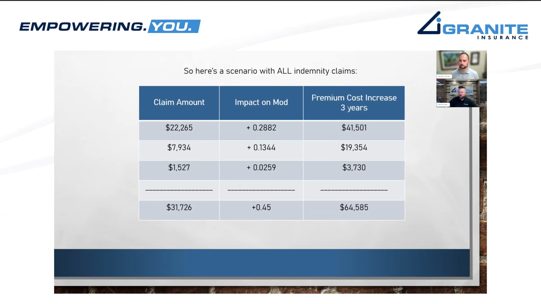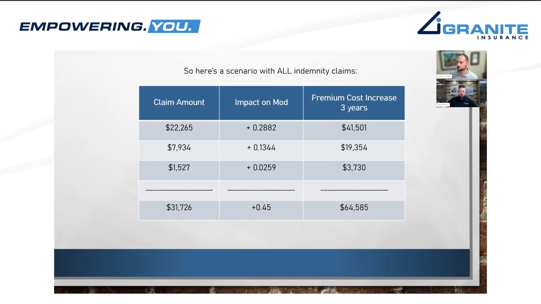That is now $61,833 a year, which is $13,833 more than their manual premium. Okay, they were at 48, now they're at 61, so that's a $13,000 increase. That's going to stay with them for 3 years, so it's going to have an impact of $41,500.